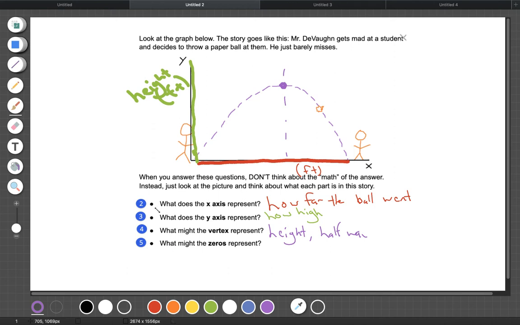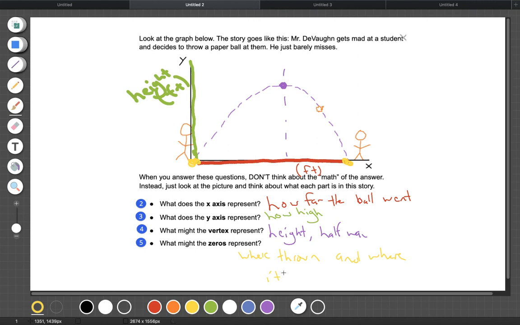Okay, and the last one, the zeros. So where are our zeros? Well, the zeros are the x-intercepts. So the first zero would be right here, right? And then the second zero, where's the next x-intercept? Well, it's right here. Well, what is the significance of that in the paper ball? Well, the paper ball goes up from here, hits the vertex, starts coming down, and lands here. Well, it's where the ball was thrown and where the ball lands.